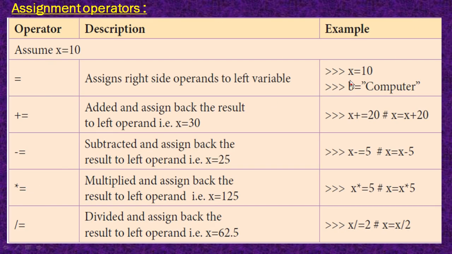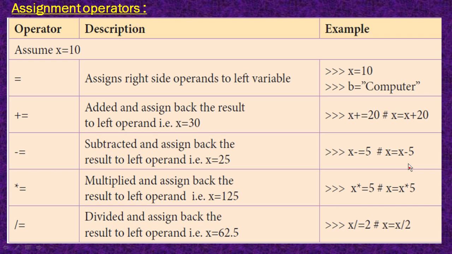Here first one, x equal to 10. This is the one assignment operator. The value of 10 is assigned to x. B equal to computer, the value of B is computer. For example, another one, plus equal to: x plus equal to 20 means x equal to x plus 20, that is 10 plus 20 equal to 30.